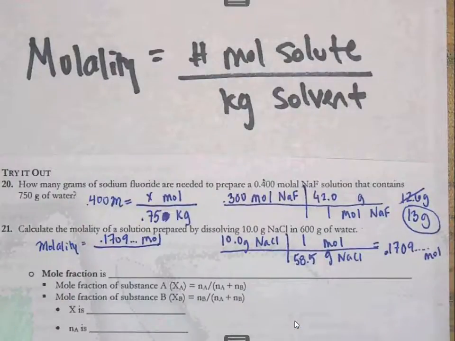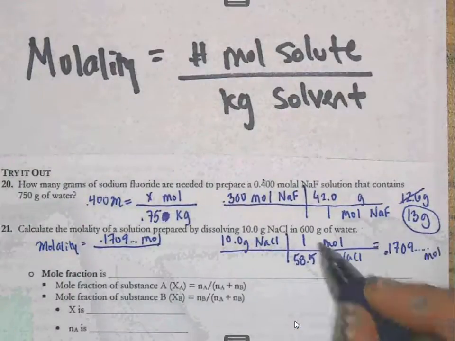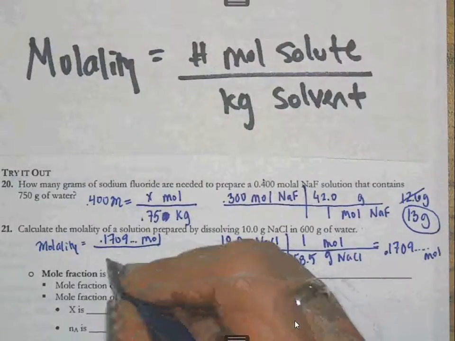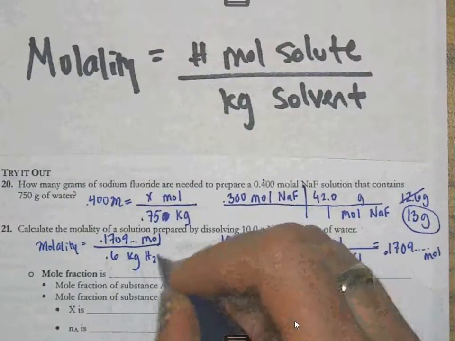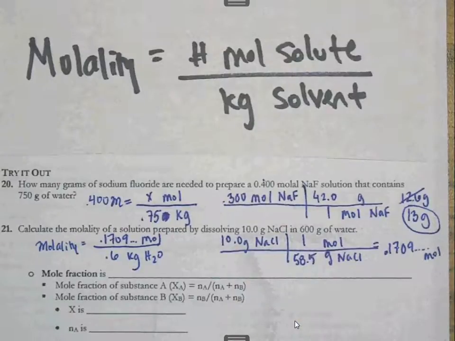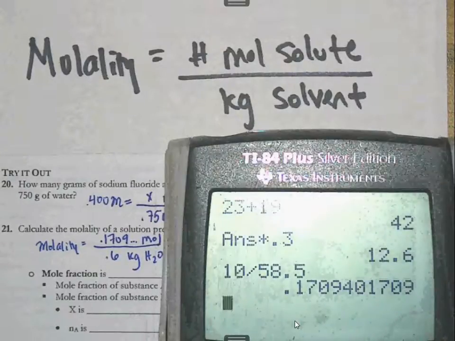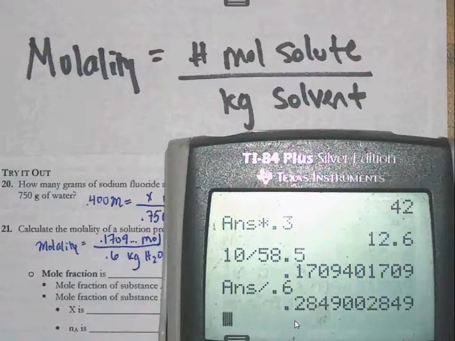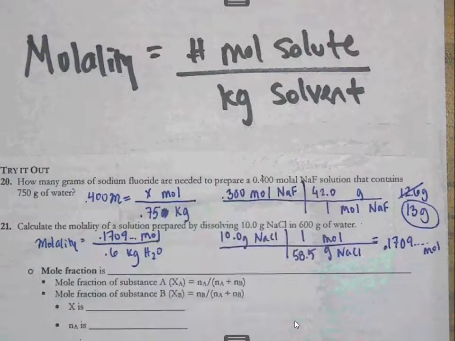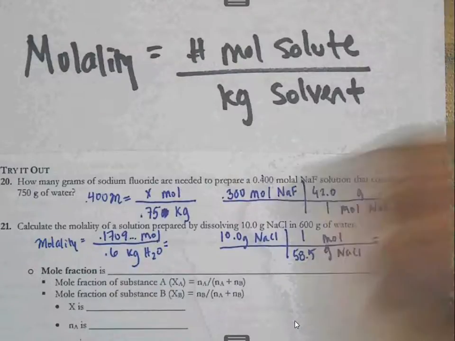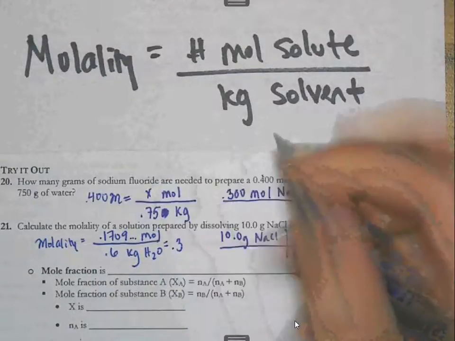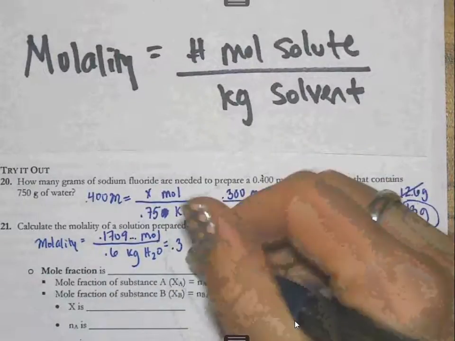It's going to end up divided by the number of kilograms of water. Well, 600 grams is the same thing as 0.6 kilograms. I'm going to go ahead and take what's in my calculator and divide it by 0.6. I actually didn't need to store anything. And I will get a molality of, let's see, I need 1 sig fig. So 0.3. It's 0.28, that'll become 0.3.